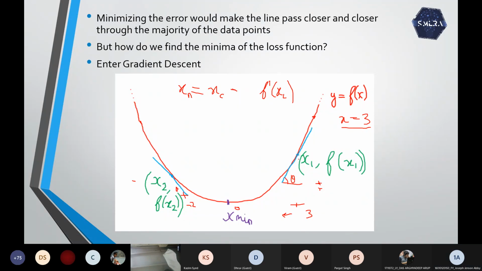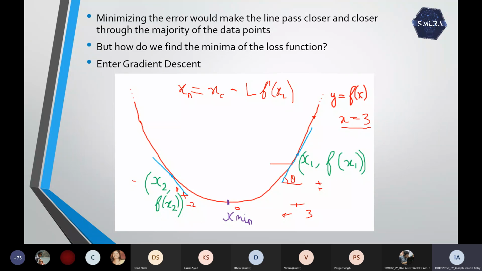So now we know where we need to go to reach the minima. Now we need to decide what step size we are going to take, how much we are going to subtract. If you take large values, say suppose we have a term here, L. L is called the learning rate, and this L times f dash of xc will basically define how big your step size is.